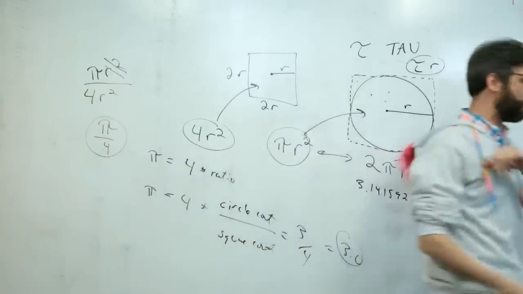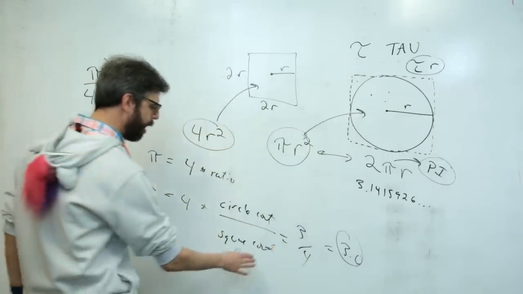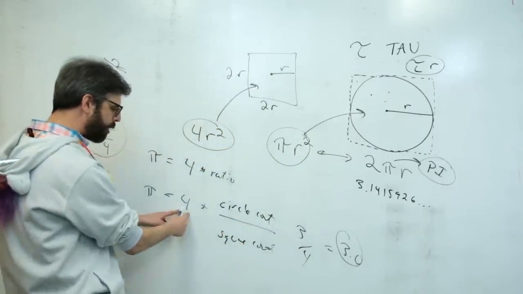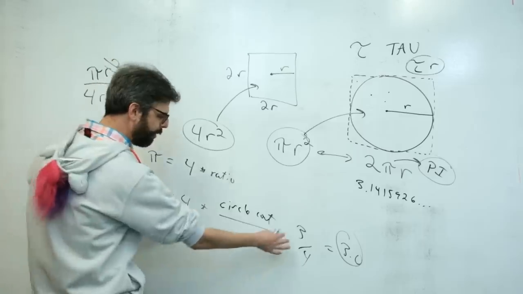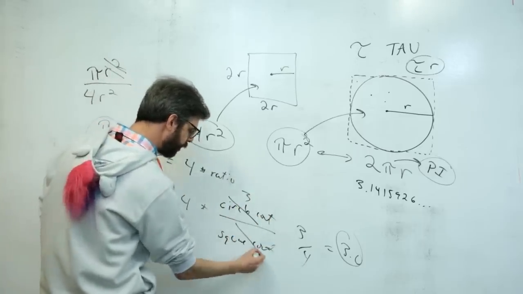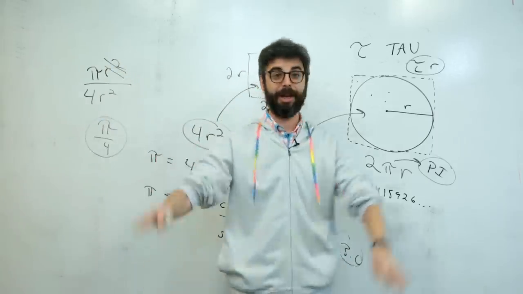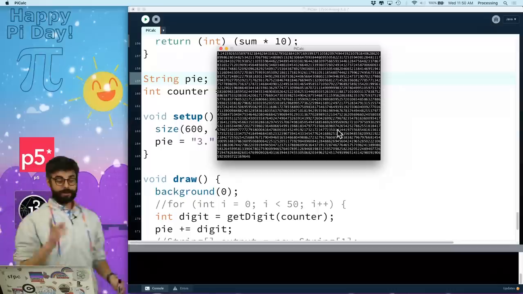Okay, so let's go over to the code. Actually, before I go to the code, I wrote this in such a weird way. What I mean is 4 times the circle count over the square count. This equal sign was sort of a problem there. I'm replacing the circle count with 3, the square count with 4. So it's 4 times 3 over 4, and that's how I get 3. Apologies for that.